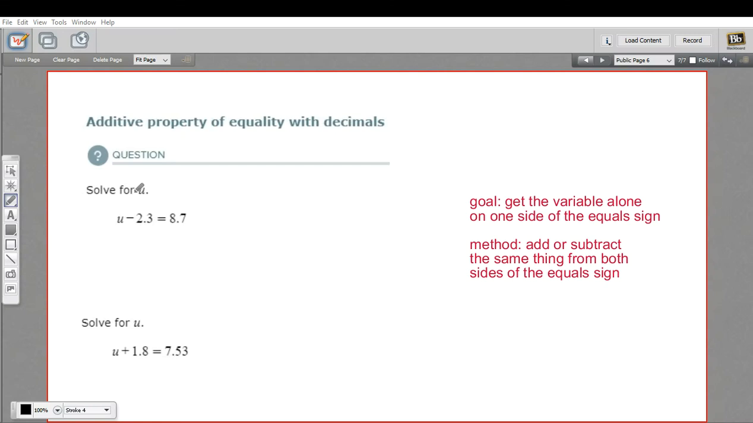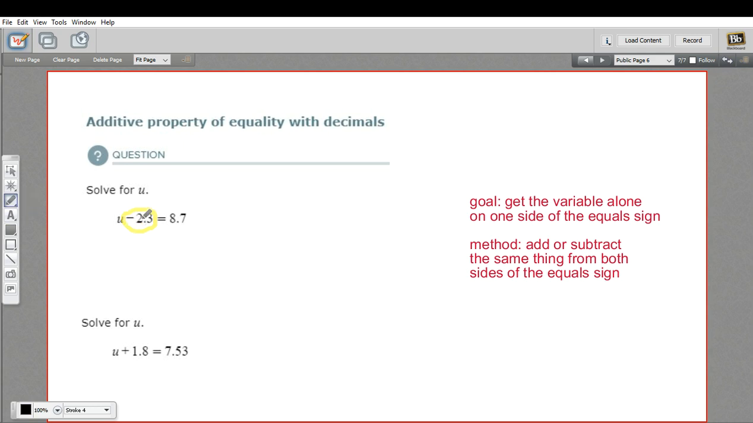In these problems, we are solving for a variable, in this case u, and we've got some decimal numbers going on here. Our goal is still the same. We want to get the variable alone on one side of the equal sign, and our method is still the same. We're going to add or subtract something from both sides of the equation in order to get that variable alone.